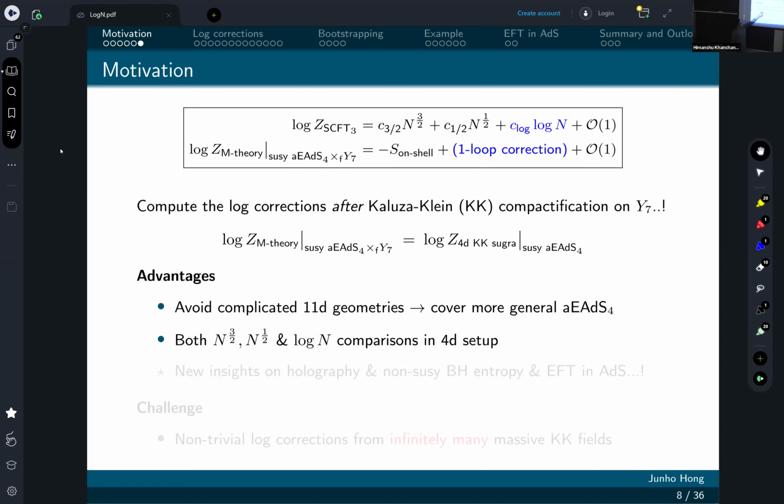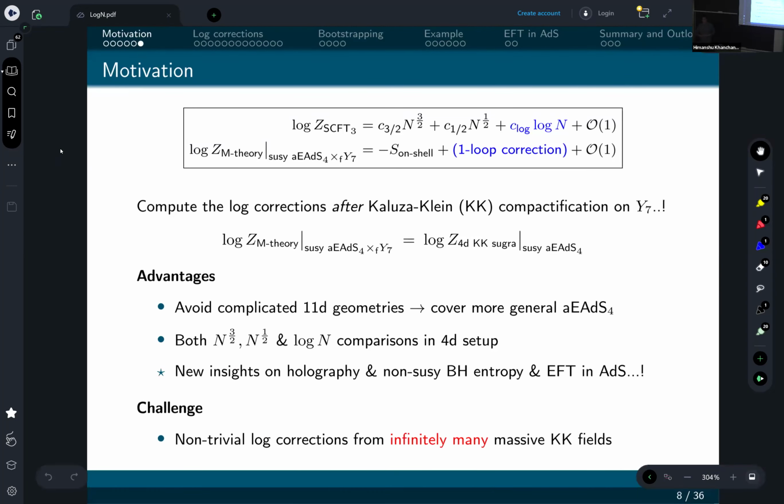And remember that for this parallel comparison, it has been done in the 4D consistently truncated supergravity. But the Leuven comparison was done in the 11D background. So if we can do this Leuven comparison in 4D using this Kaluza-Klein supergravity, now we can do this precision test all in a uniformized 4D setup. And in the process, I'm going to address some new insights on holography, non-supersymmetric black hole entropy, and constraints from EFT.